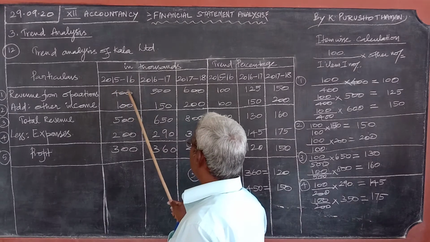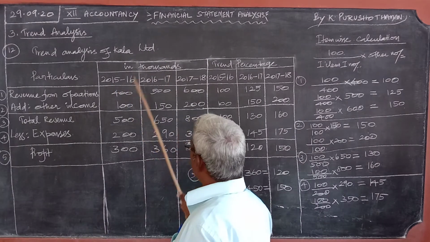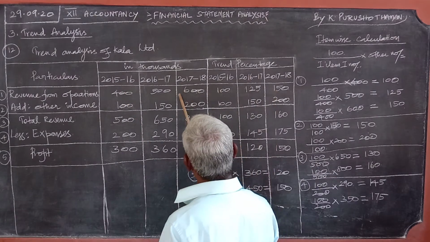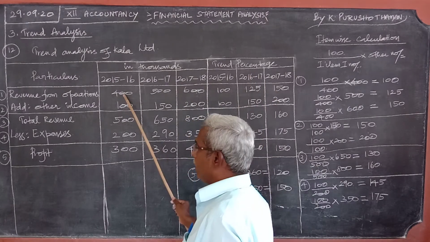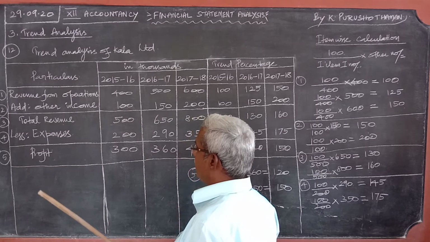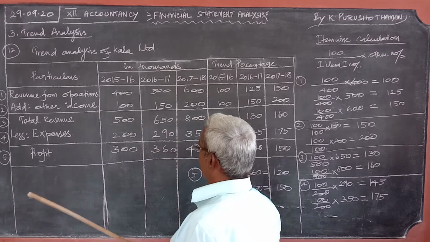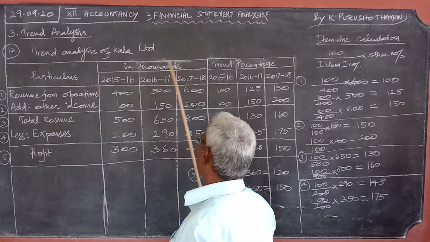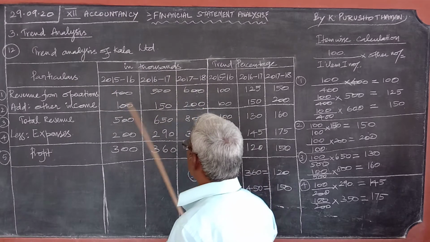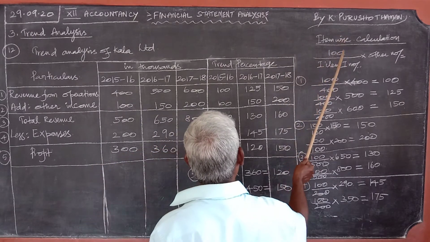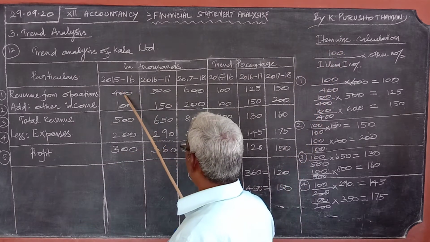If you take revenue from operations, what is in the first year, what is in the second year, what is in the third year, only that we take, and we find what the trend is. We are not moving to the next item. Every item is compared separately. Other income: first year level, second year level, third year level. Likewise we are doing. That is why I have written the formula 100 by that item.